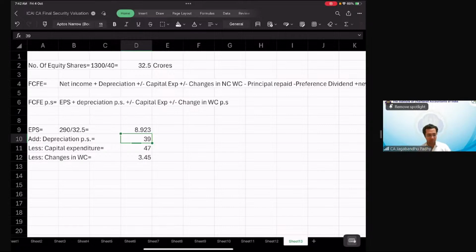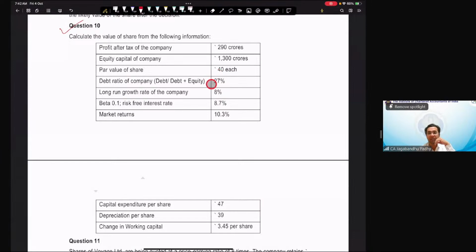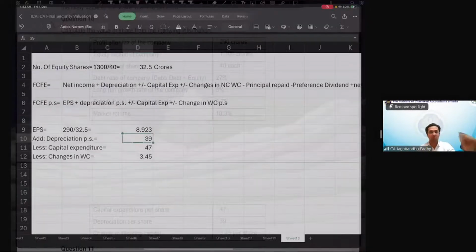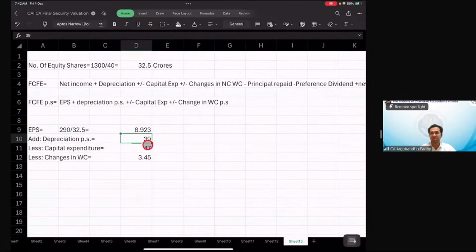Rather, it is going to be funded in a ratio of what? 27% is going to be funded by debt. So whatever is the increase in the capital expenditure, whatever is the increase in the fixed asset, and whatever is the increase in the working capital, that is going to be funded by 27% by way of debt. So what is the debt that we are raising? What is the amount of debt that we are raising? Because the addition that we have, the depreciation of capital expenditure or the working capital expenditure, it's not fully funded by equity shareholders, or it's not fully funded by debt.